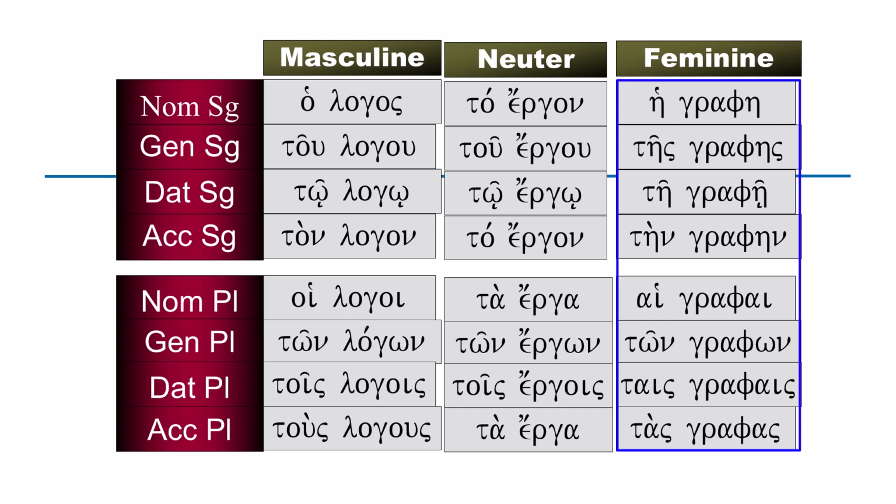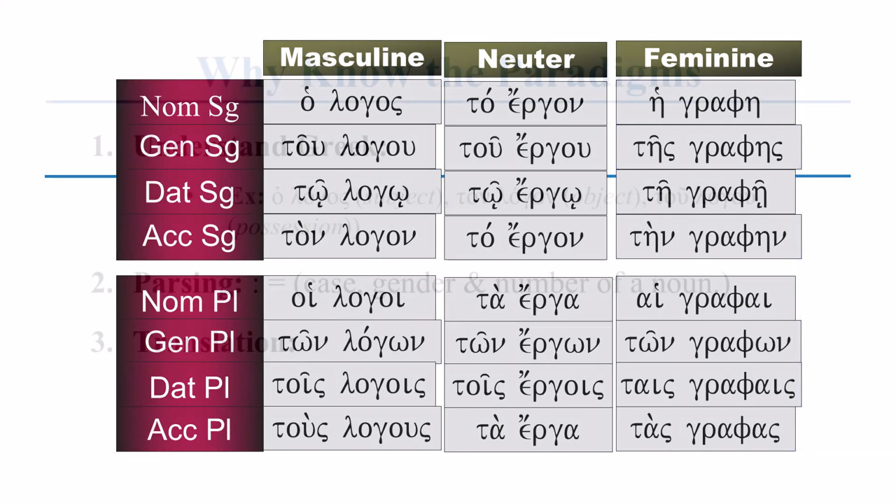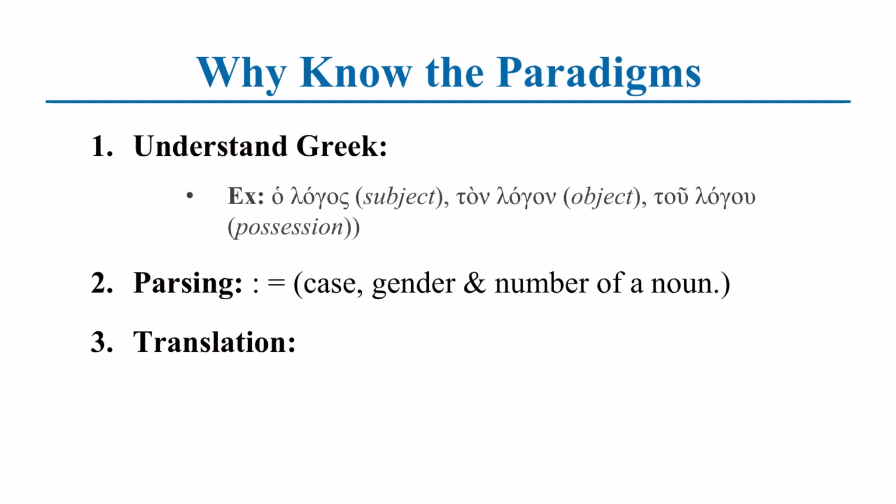In some cases, like the genitive, you're going to say "of this," and in the dative, you're going to say "to this," while the nominative and accusative are direct translation. And so again, why must you know the paradigm? Number one, the paradigm is very important because you're going to be able to read and understand Greek sentences. Remember, Greek doesn't rely on word order. So if you don't recognize the word ending, you're going to misread the sentence.